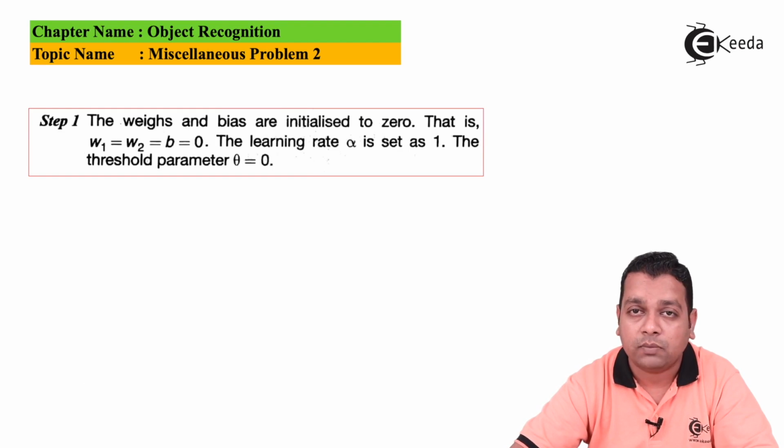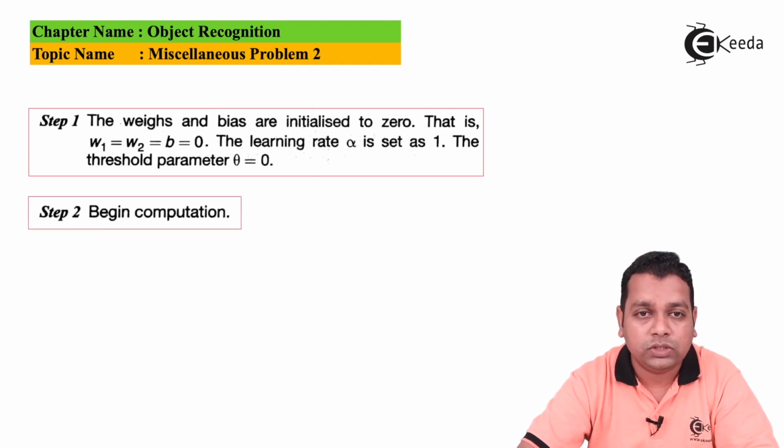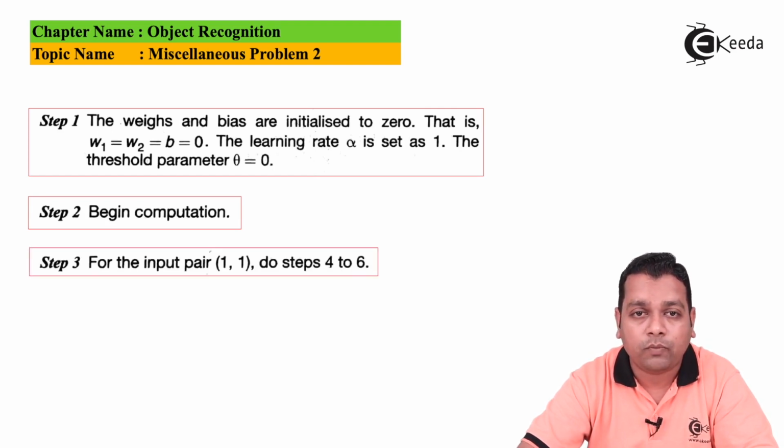The weights and the bias are initialized to 0 here, that is w1, w2 and b are equal to 0. Now the learning rate alpha is set to 1 in this case and the threshold parameter theta is set equal to 0. Now step number 2 is carried out for beginning the computation, and step number 3: for the input pair 1, 1 we shall be following steps 4 to 6 here.